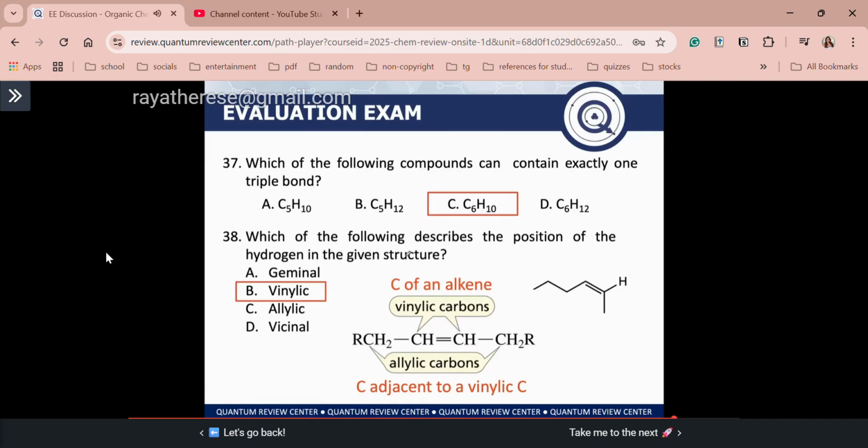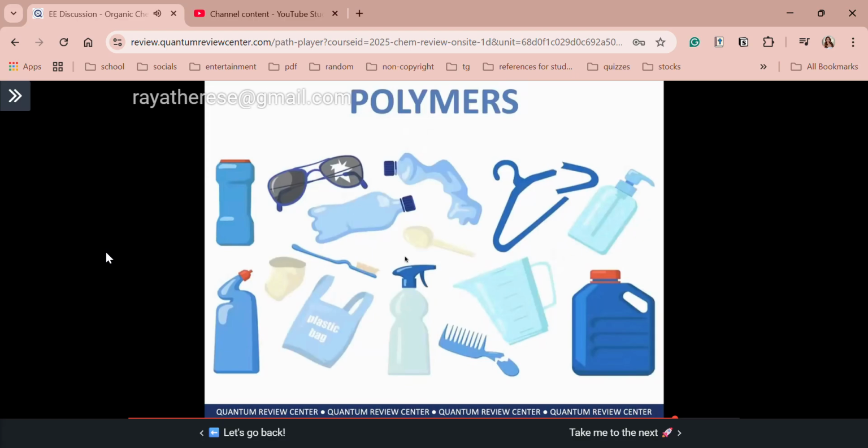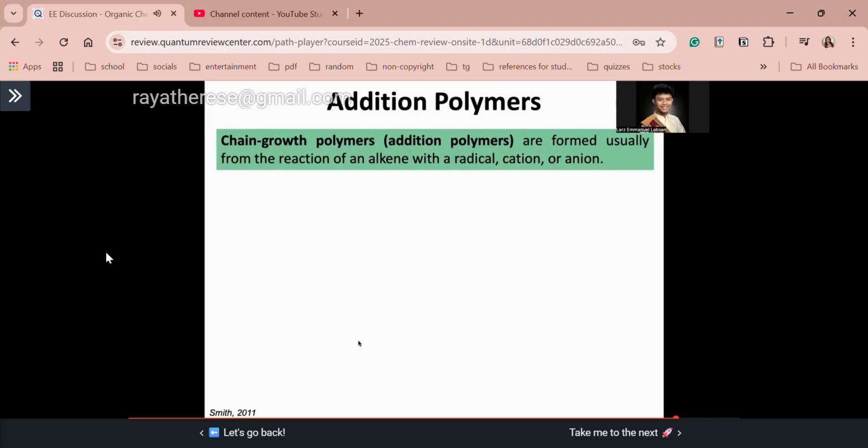So now, let's proceed with our last two items under polymers. Class, we already discussed this in our crash courses. Chain growth polymers is just synonymous with addition polymers. They are usually formed from the reaction of alkenes. What we discussed in the crash course was free radical polymerization. But aside from that, we can also do cationic or anionic polymerization.